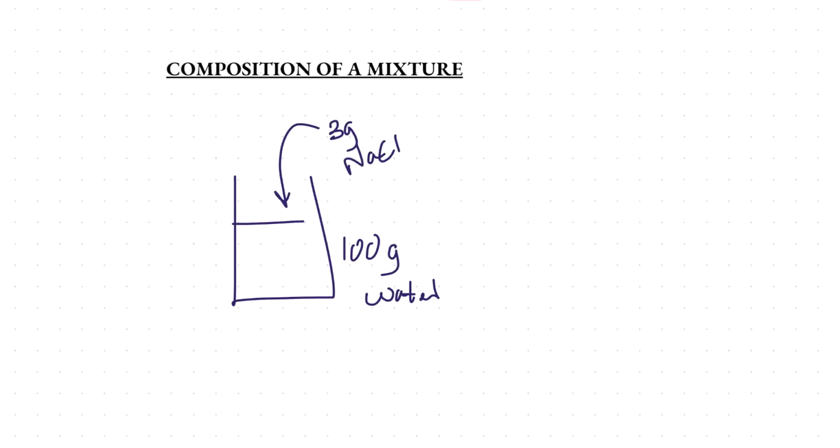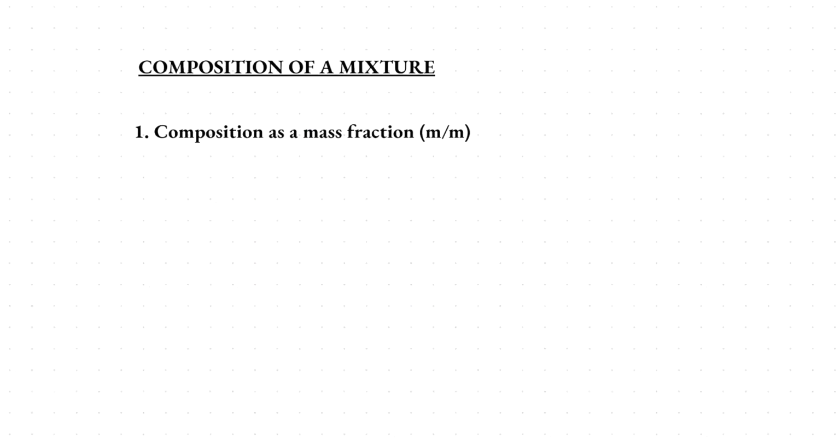There are 5 ways we can express how much of each component is present in a mixture. The first method is composition as a mass fraction.